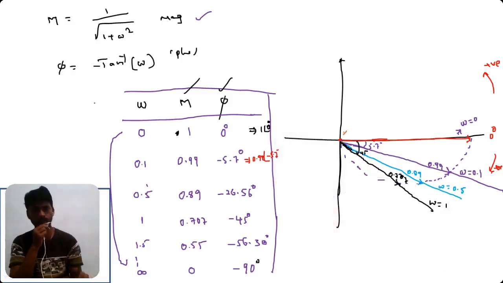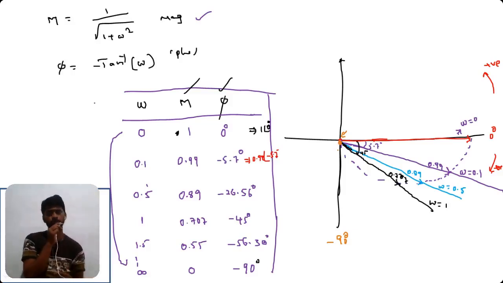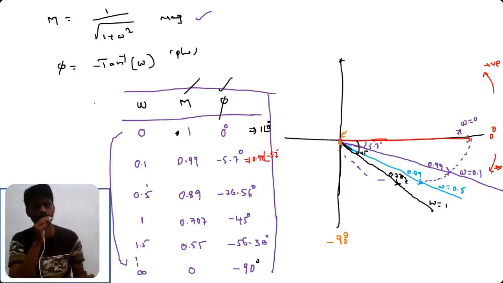For omega equals infinity, the value of magnitude is 0 and the angle is minus 90. So this is the minus 90 degree line, and on this line the magnitude should be here. The magnitude is 0, so the phasor is nothing but a dot.